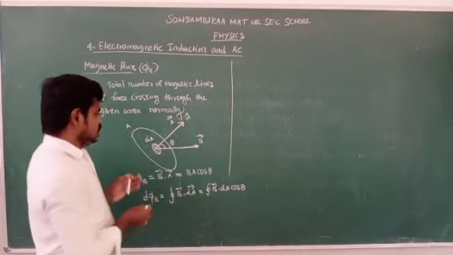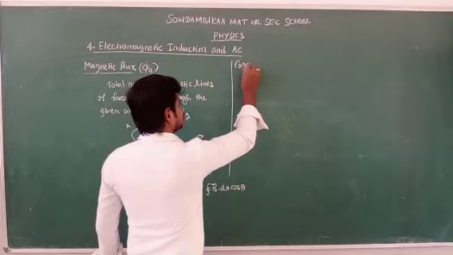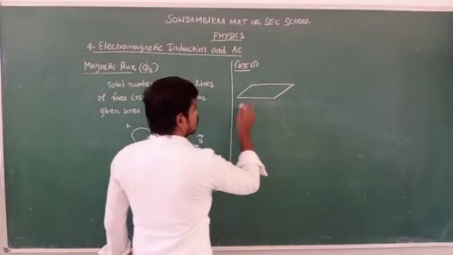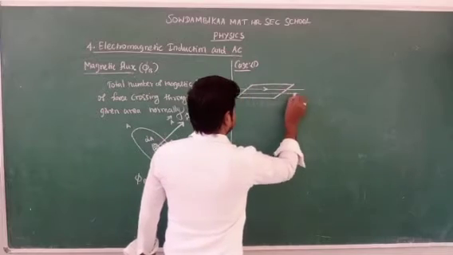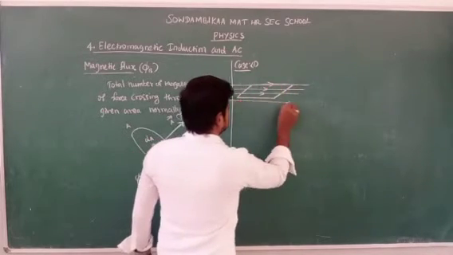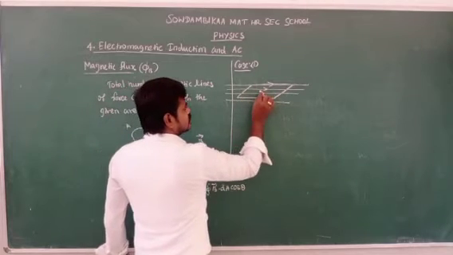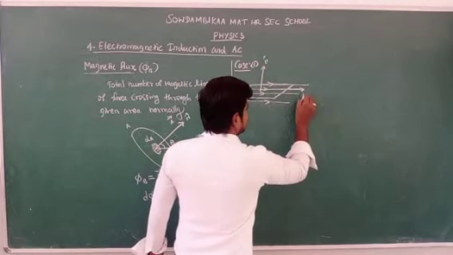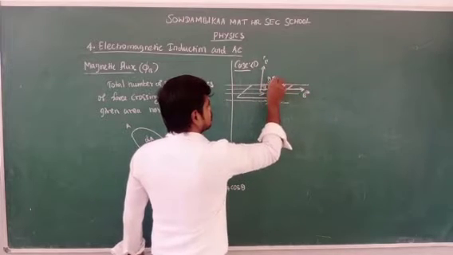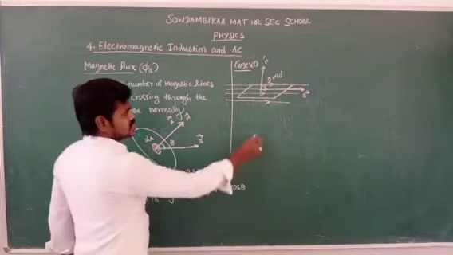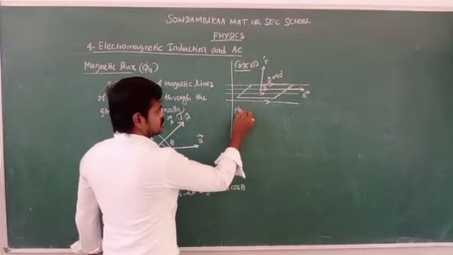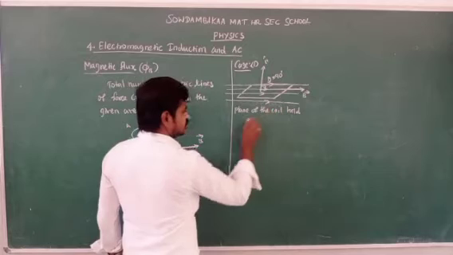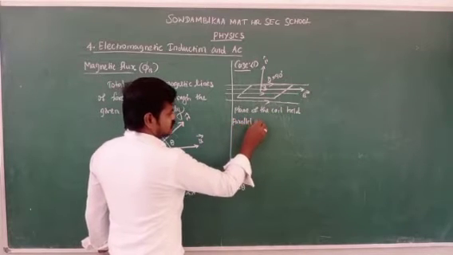Now, what are the special cases? Case 1: this is the loop. This is the direction of the magnetic field lines. This is the area, and the normal drawn to the area is n cap. The direction of the magnetic field is B vector. Here the angle theta is equal to 90 degrees. So the plane of the coil is held parallel to the magnetic field.